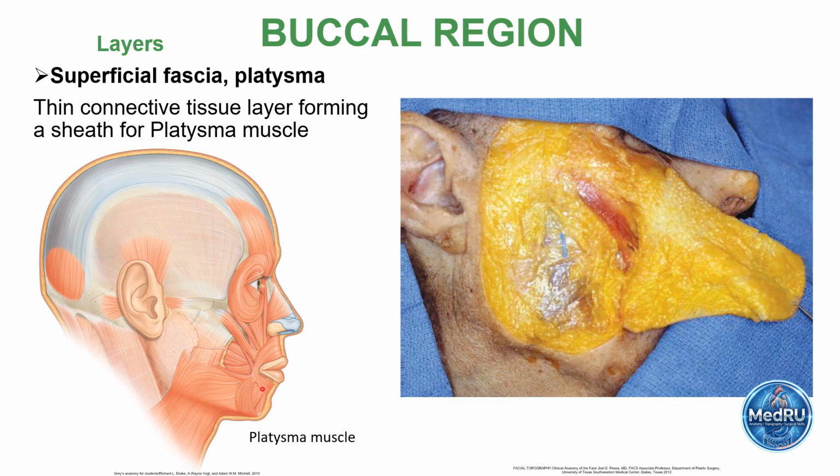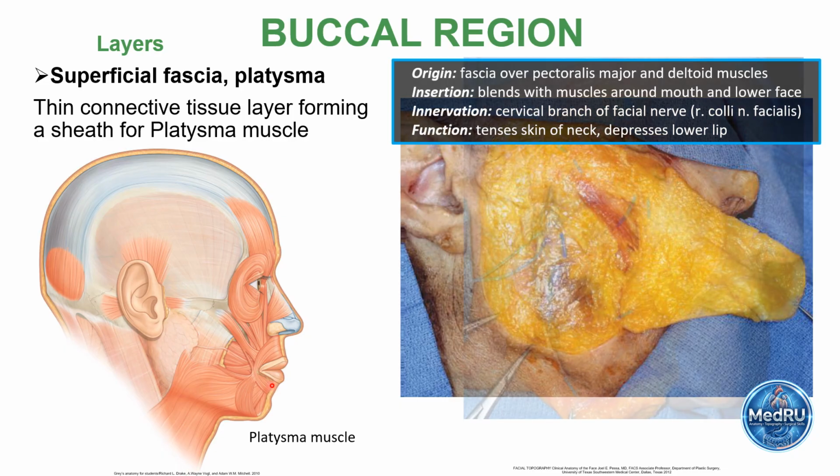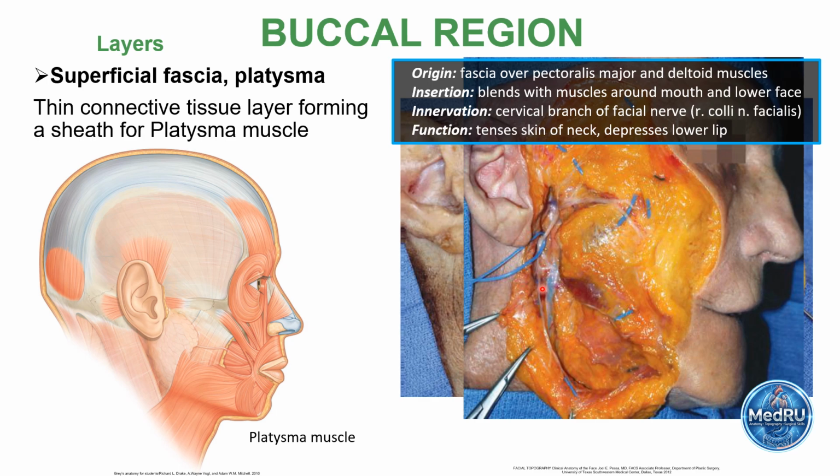This muscle is innervated by the cervical branch of the facial nerve, which passes 1 centimeter below the edge of the mandible and does not enter the buccal region. Its primary functions are to tense the skin of the neck and to help pull down the corner of the mouth, as in an expression of sadness or strain.